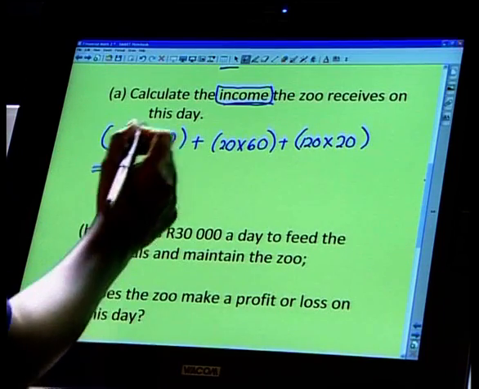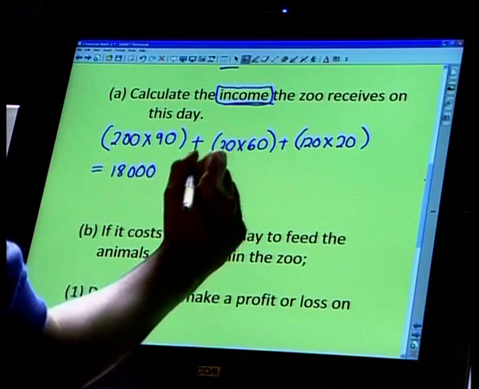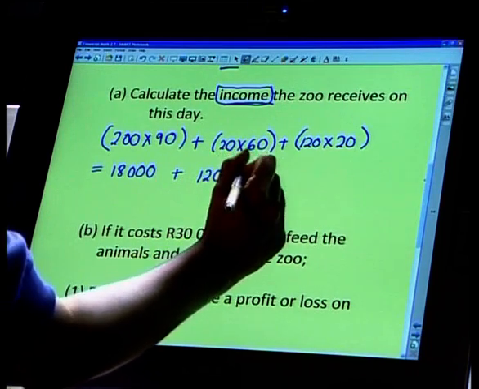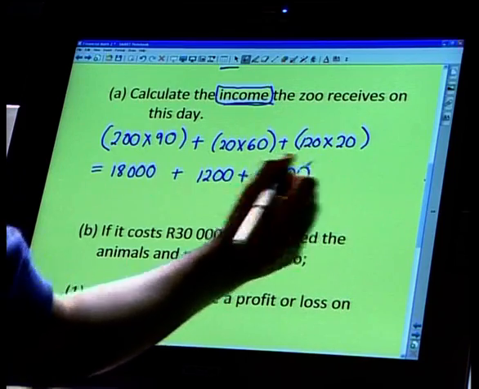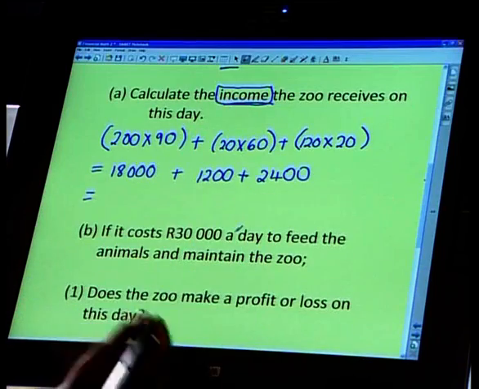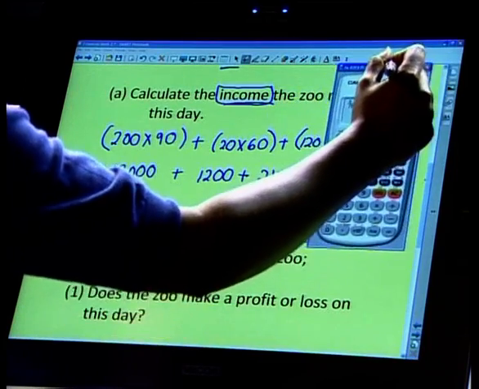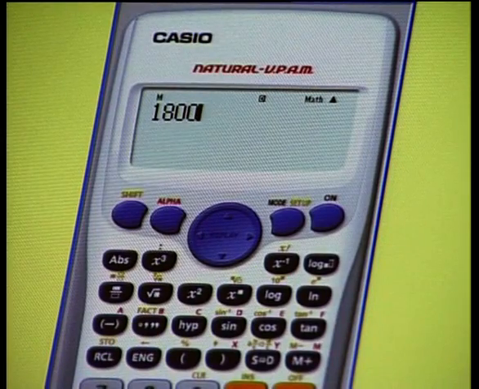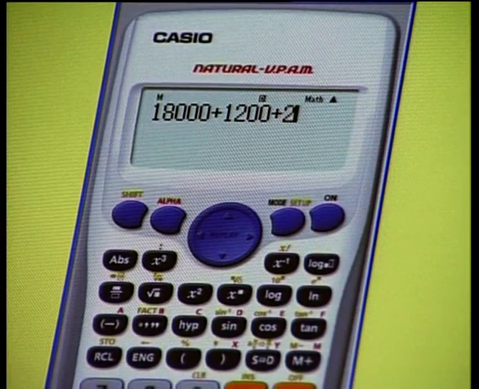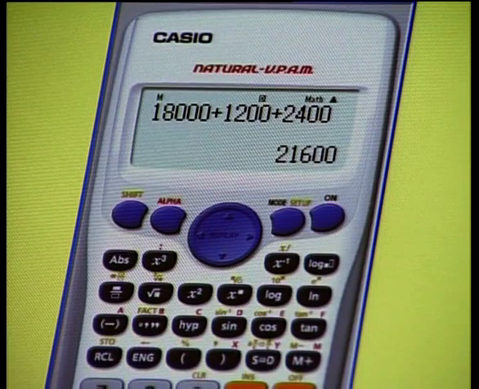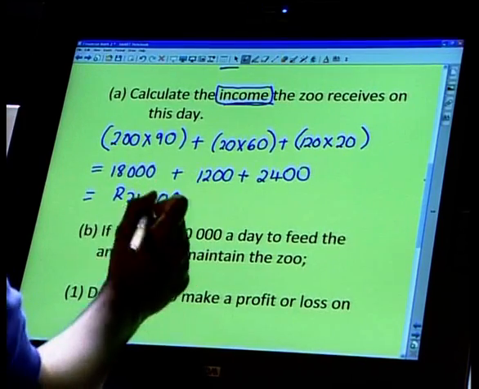200 times 90 will give you 18,000. 20 times 60 is 1,200. And 120 times 20 will give us 2,400. Once we have all of those answers, we can put that into the calculator. So we have 18,000 plus 1,200 plus 2,400, and that gives us 21,600 Rand.